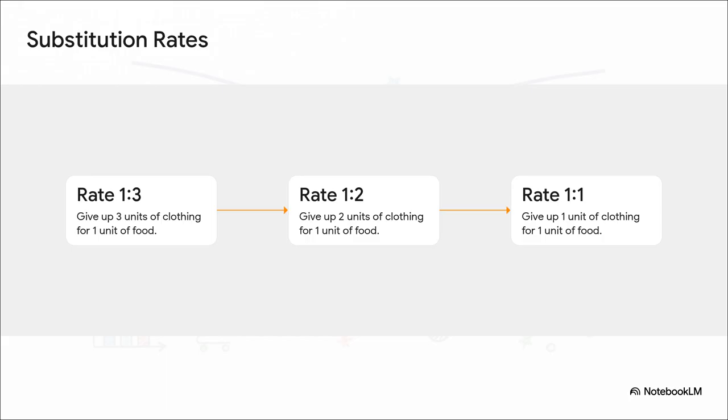As you acquire more and more food, your desire for even more food drops, and you become highly protective of your rapidly shrinking wardrobe. Because your willingness to trade is changing, the slope of the curve decreases from left to right, and that's exactly what creates that distinct convex bow.